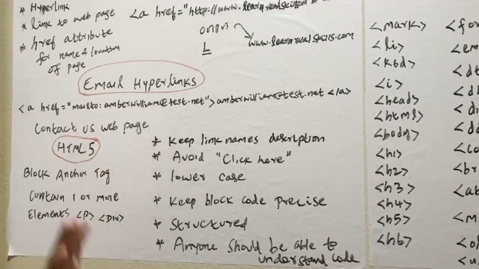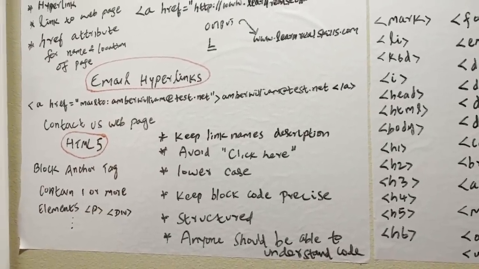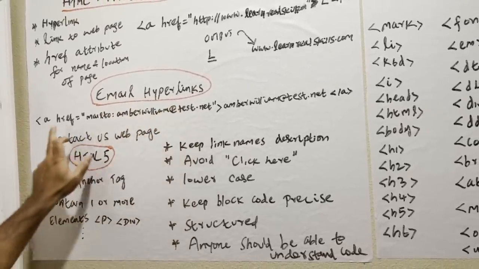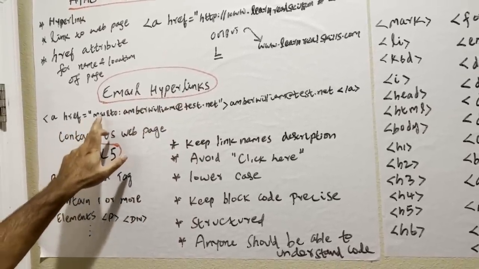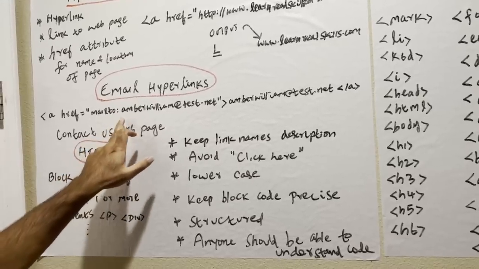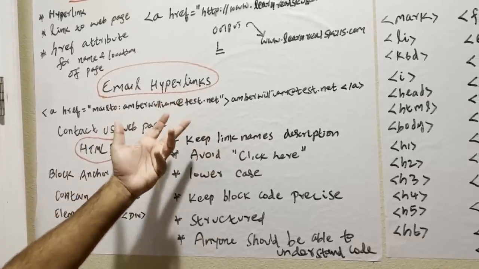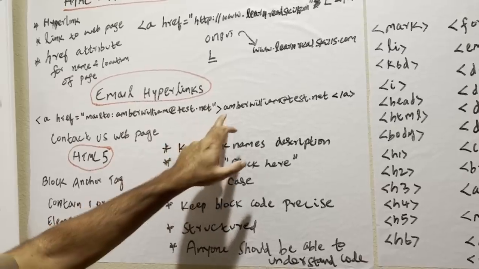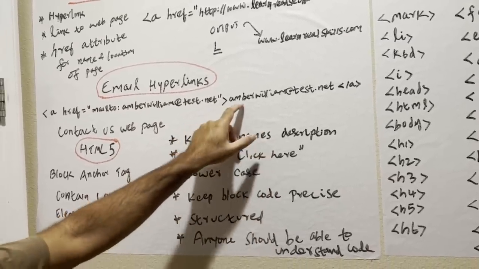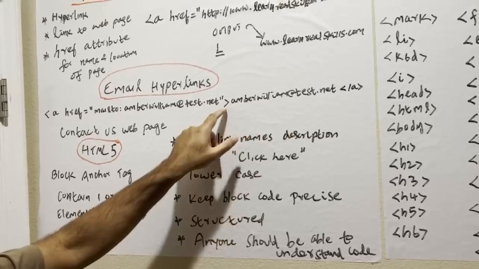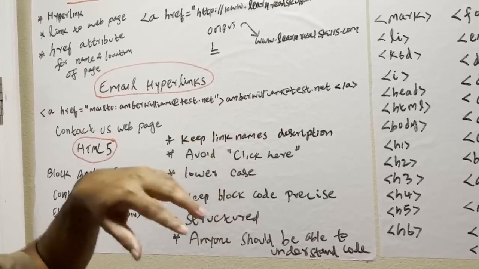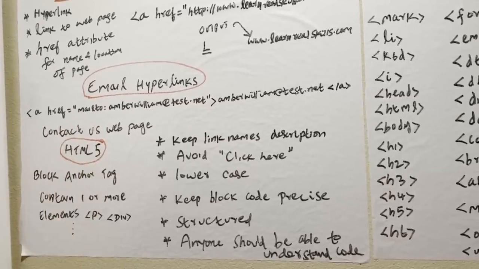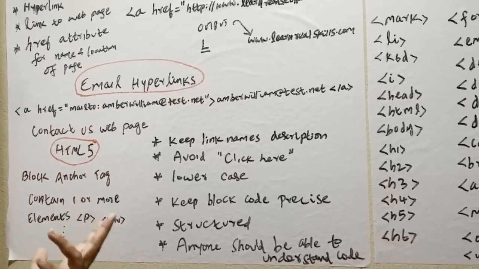Another variation of the hyperlinks, since people send a bunch of emails, is the email hyperlink. How to create it: href mailto: and then the email address you want to send email to, amberwilliam@test.net. So in the output this line will appear, and there will be a blue line underneath it. It means it's a link. When there is no line, it means it's just text.